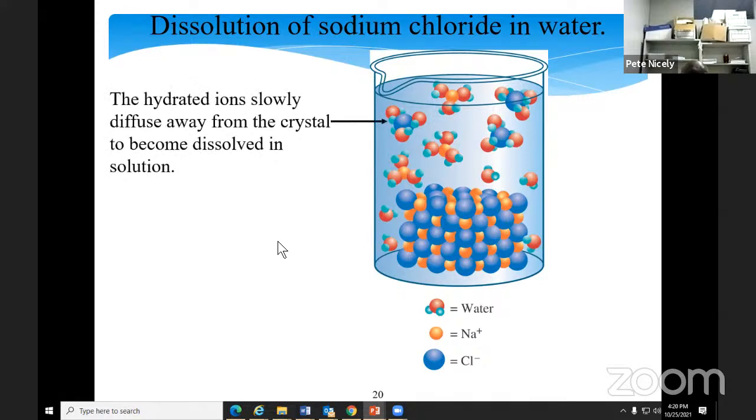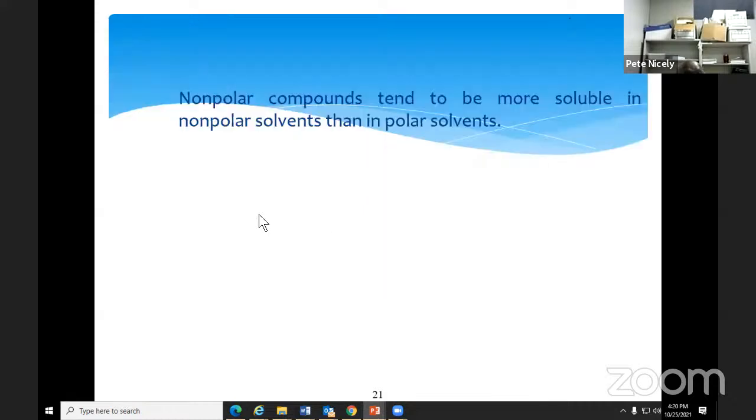Okay, so this is just basically describing what's happening. There's this term called hydration. Hydration is basically where the water molecules are surround the ions, in this case, sodium and chloride ions. So therefore, that's what we mean by hydration, or the fact that the ions are hydrated.